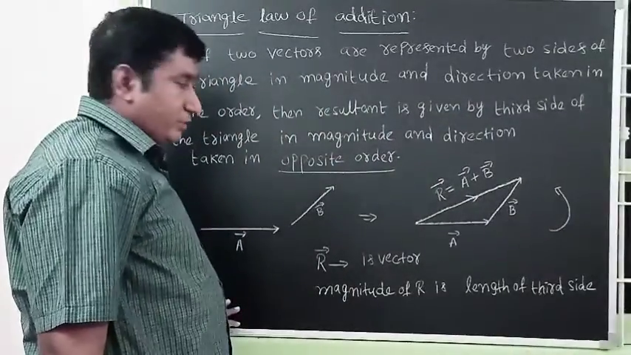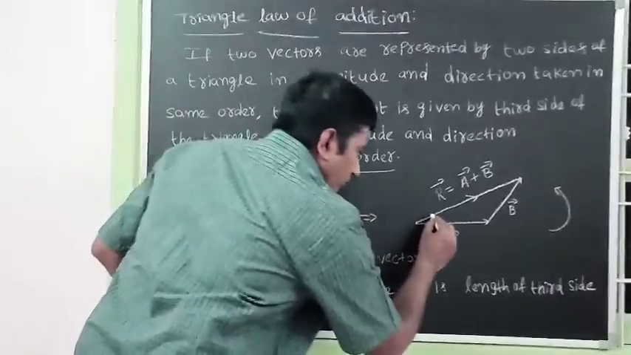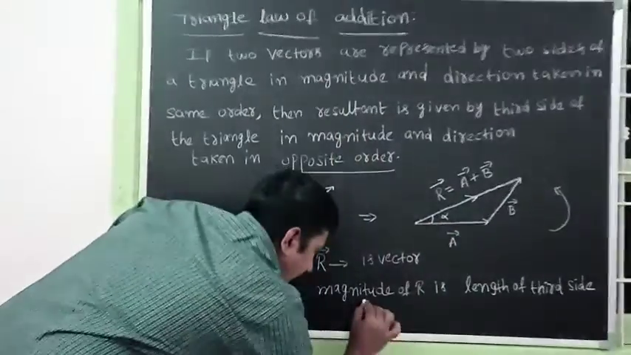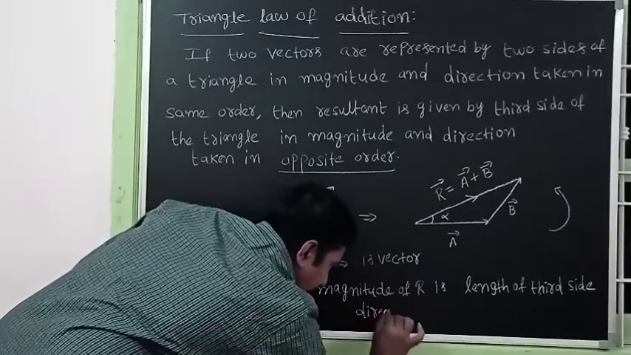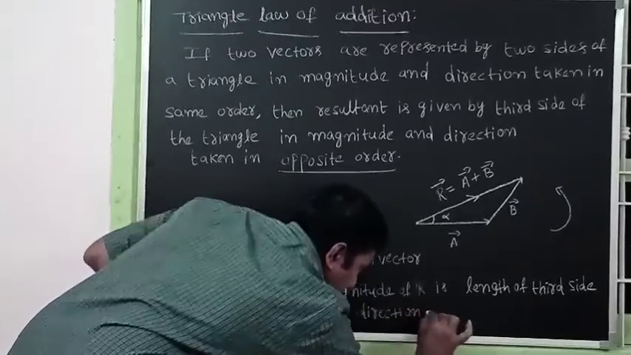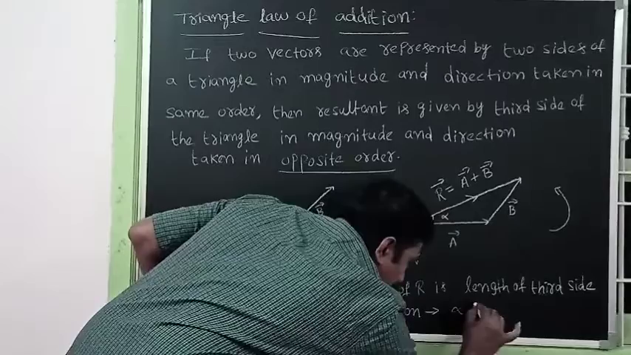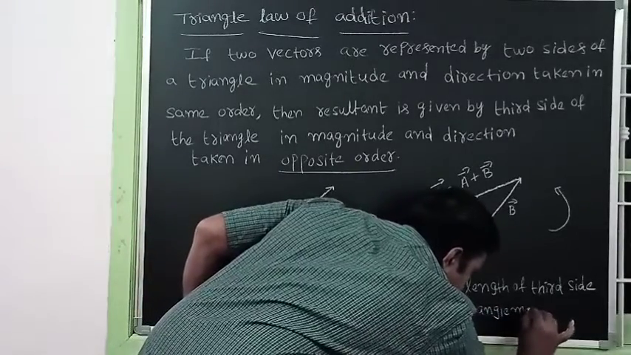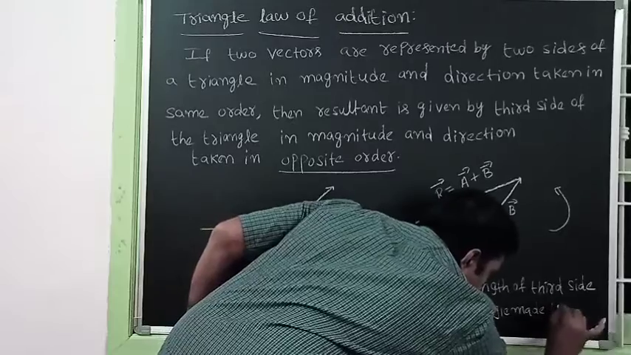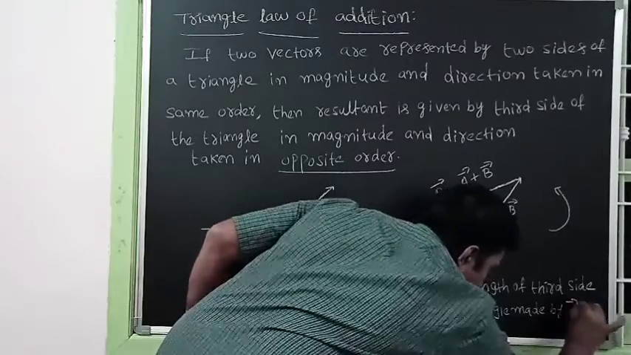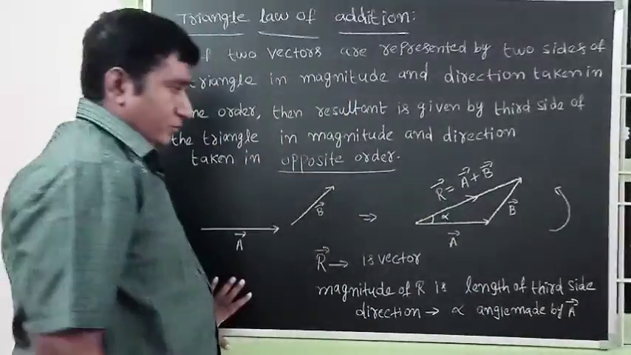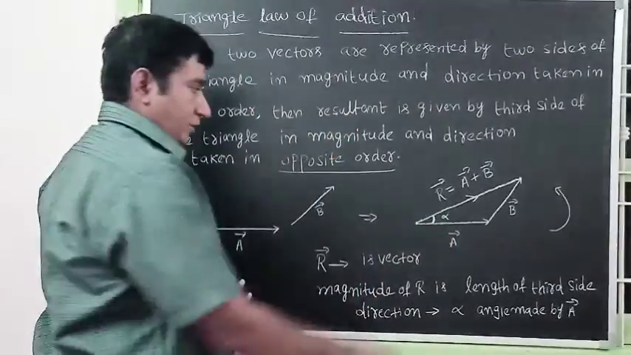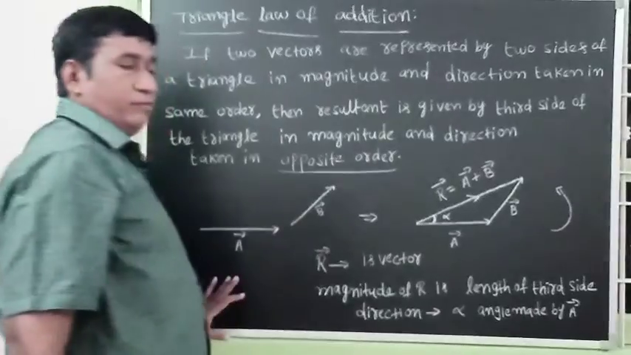Then what about its direction? The direction is the angle alpha made with the A vector. This angle represents the direction of the resultant vector.